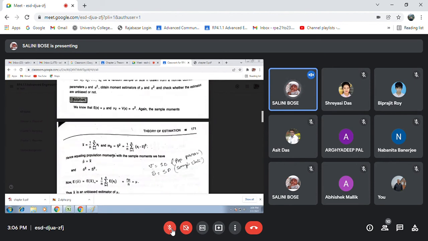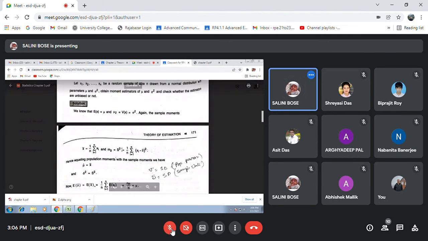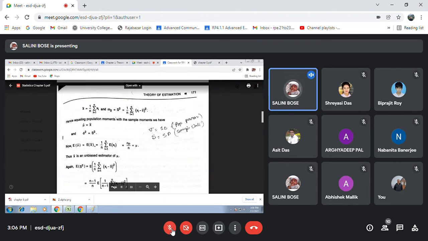Now we will see whether it is true or not, because here we have written the moment estimator as capital S square equal to this. So whether it is right or not, we will see. For the mean, we can write E of mu cap is equal to E of x bar is equal to 1 by n times this, that is mu. So you see x bar is an unbiased estimator of mu. So your estimation is correct. It is verified that x bar is an unbiased estimator of mu.